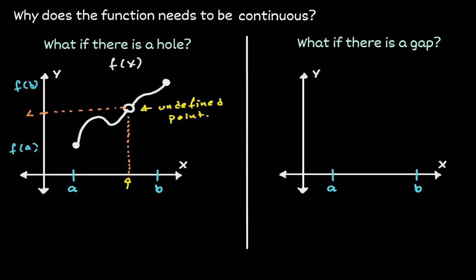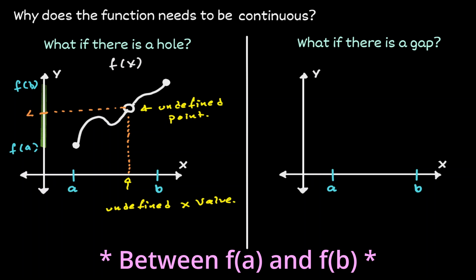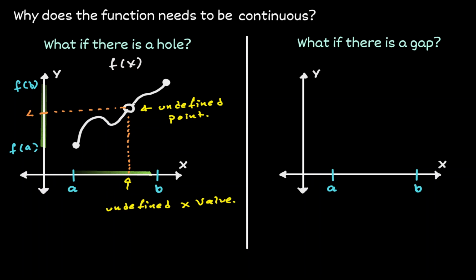Therefore, the x value that was used does not exist. It was an undefined x value. So the intermediate value theorem failed. Notice that we chose some y value between f of A and f of B, and we were not able to define some x value between A and B.